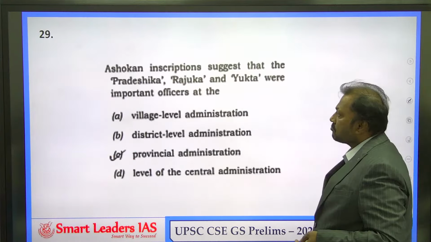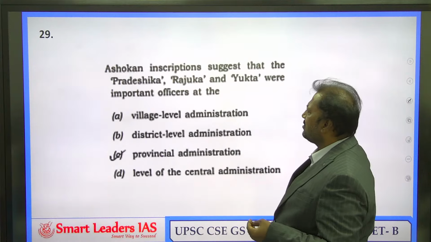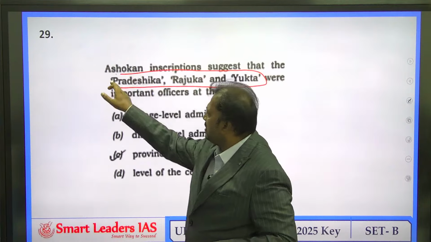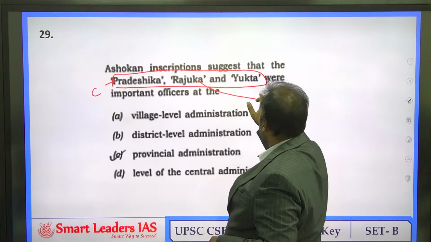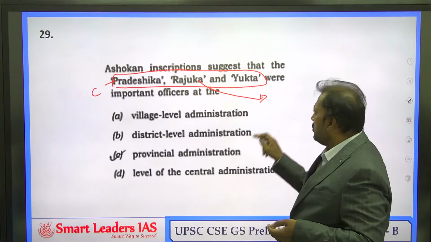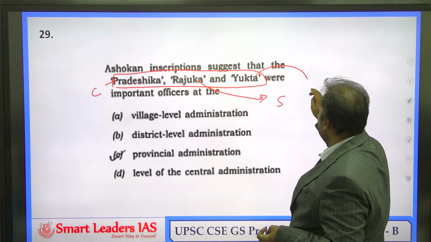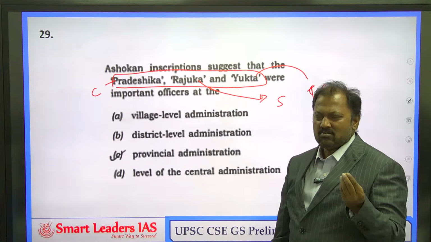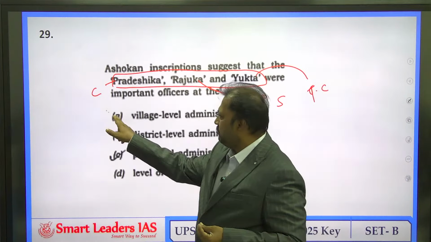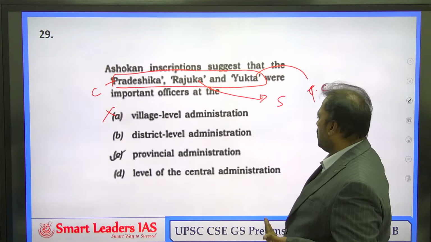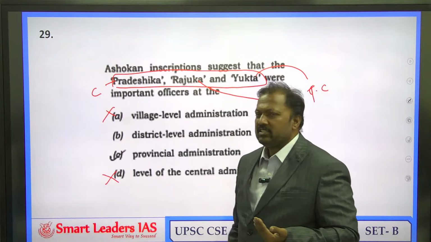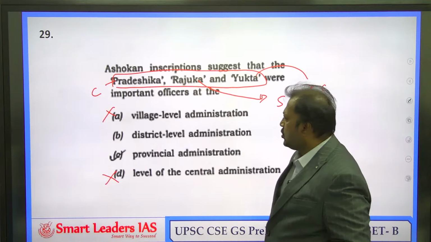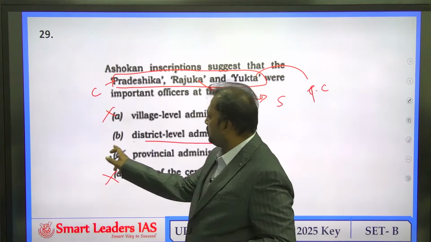Next, 29. The Ashokan inscription suggests that the Pradeshika, Rajuka, Yukta are all officers. Pradeshika is like the present-day collector. Rajuka is like a surveyor, somebody who surveys. Yukta is a tax collector. So Pradeshika definitely is not at the village level. Definitely not the head of the central administration, because in the central we have officers like Adhyaksha, the word Adhyaksha is in the central. So he is going to be in the provincial administration.